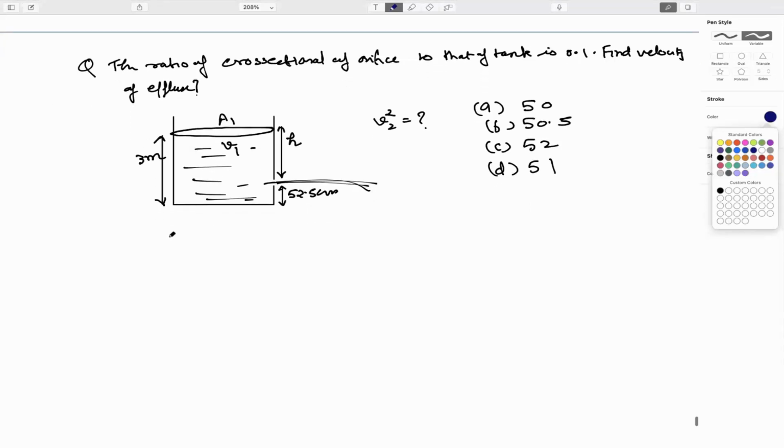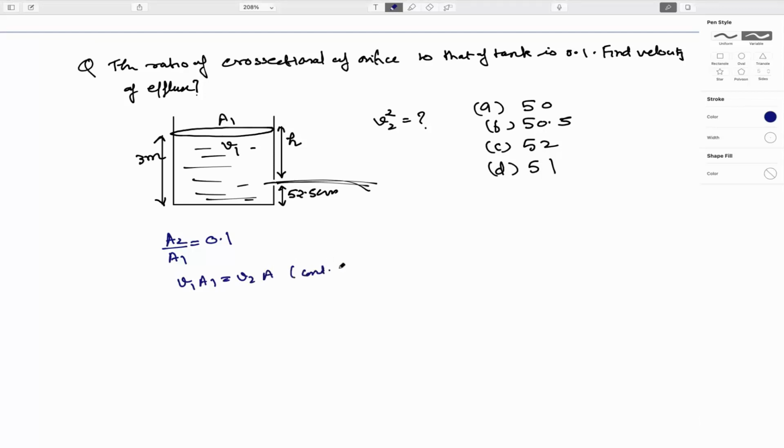So again, apply Bernoulli's theorem. Actually now we don't need to apply Bernoulli's theorem, we have direct formulas for it. What is given is A2 divided by A1 is equals to 0.1. V1 A1 is equals to V2 A2 by continuity. So V1 by V2 is equals to A2 by A1, which comes out to be 10. Now from Bernoulli's theorem, rho g h plus half rho V1 square is equals to half rho V2 square.